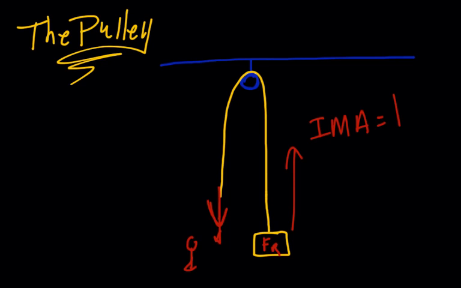Whatever force I'm putting in, I'm still applying the same amount of force. And remember, IMA actually doesn't have to do with forces. It has to do with effort distance over resistance distance. So however far I pull this rope down, the resistance will move the exact same amount the other way. So dE over dR, those distances are going to be the same. The IMA for the fixed pulley is going to be 1.